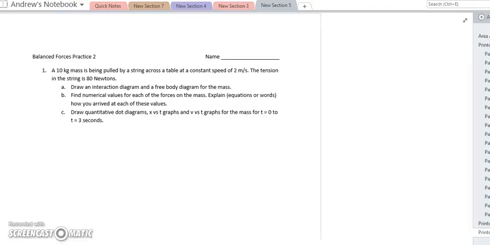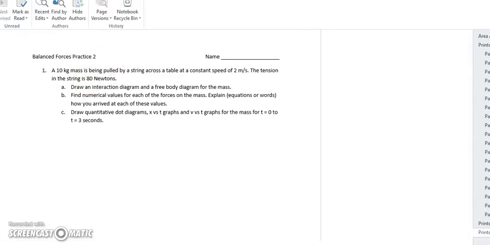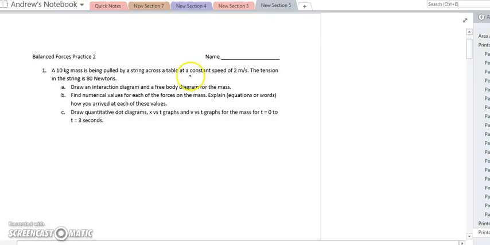Okay, question number one here. It says a 10 kilogram mass is being pushed or pulled by a string across the table at a constant speed of 2 meters per second. The key here is constant speed. Constant speed tells me that all the forces are balanced. The tension in the string is 80 newtons. Draw an interaction diagram and a free body diagram for the mass.